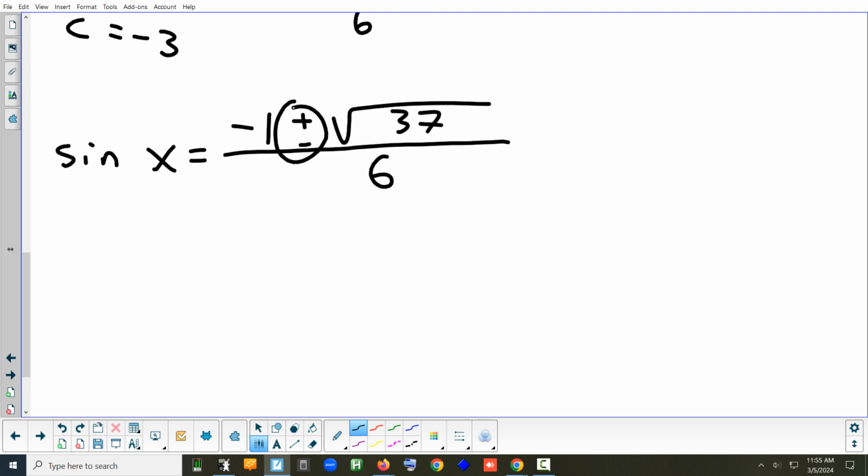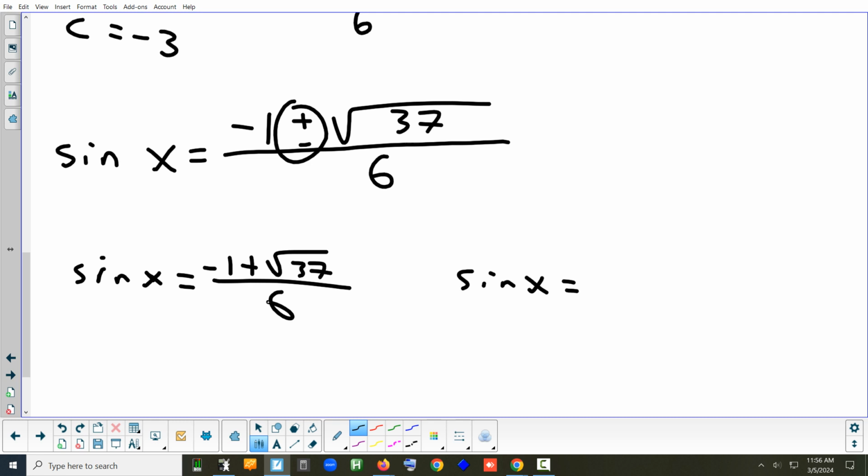This means you have two different answers. Right? So you have sine x equals the positive in the top, and sine x equals the negative. You don't have to write it as two separate things, but I think it'll be easier to look at rather than using that symbol. Okay, so here's one. And there's the second one.